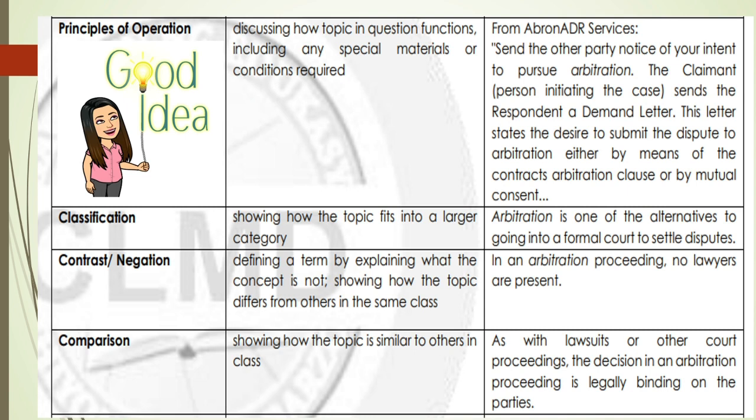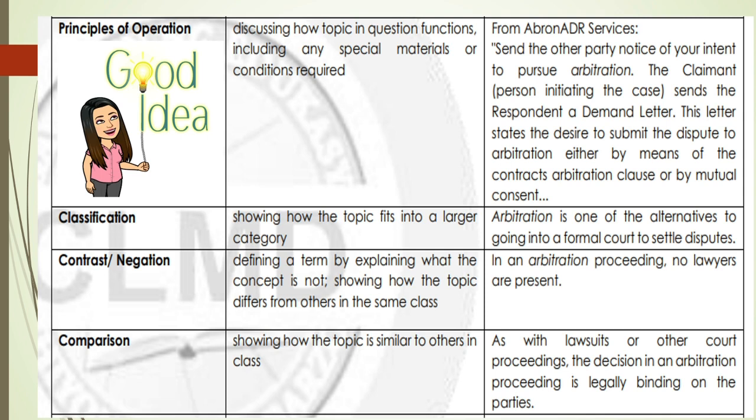Now let's proceed to the next technique: principles of operation. How to do it? By discussing how the topic in question functions, including any special materials or conditions required. For example, send the other party notice of your intent to pursue arbitration.